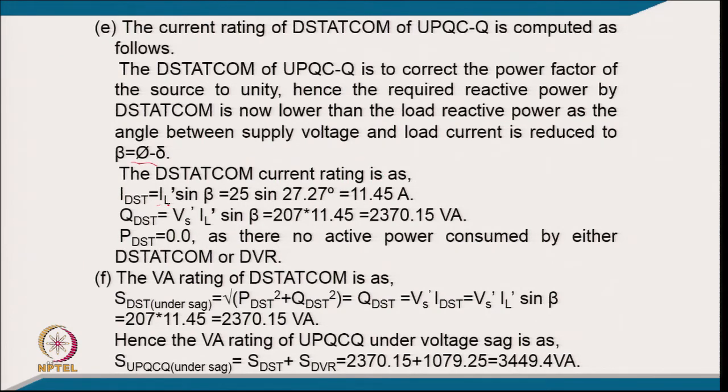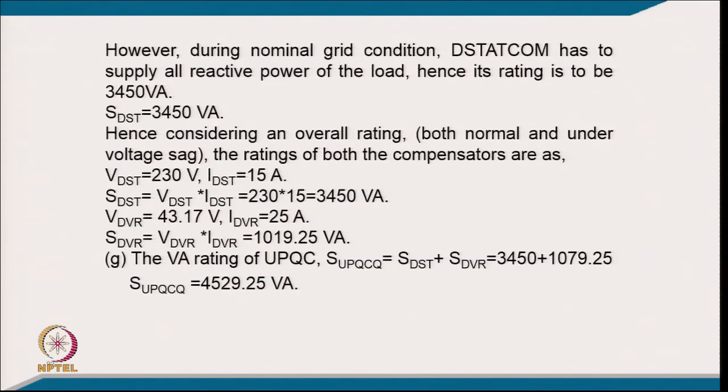So, you can calculate the D-STATCOM rating from I sin phi. So, it is 11.45 and Q_DST will be VL IL sin beta. So, it comes to 2370.18 after multiplication of this, and P_DST is 0 because it is not circulating any active power, because the DVR does not need active power. So, the VA rating of the D-STATCOM will be directly Q_DST, and that is typically 2370, and the total rating during sag will be the D-STATCOM rating plus the DVR rating, typically 3449.4 VA.